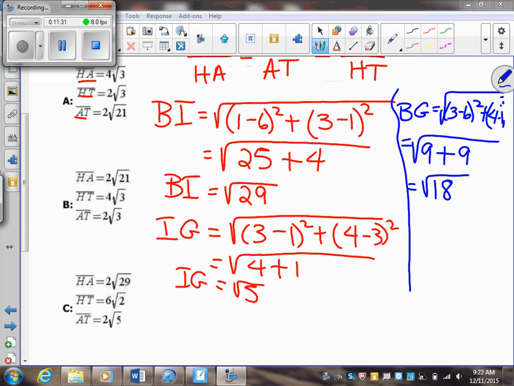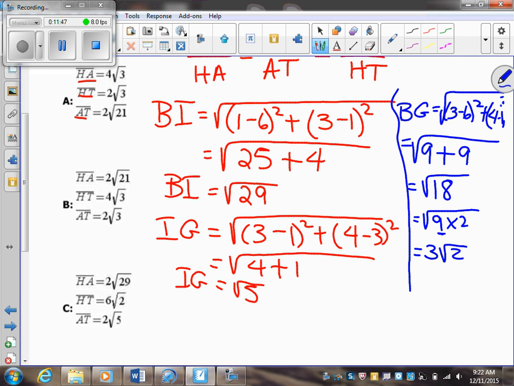All right, so this would give us the square root of 18. The square root of 18 can be simplified. This is 9 times 2, right? That means 9 is a perfect square that can come out as 3, then square root of 2 will stay inside. So that's how you can simplify it.